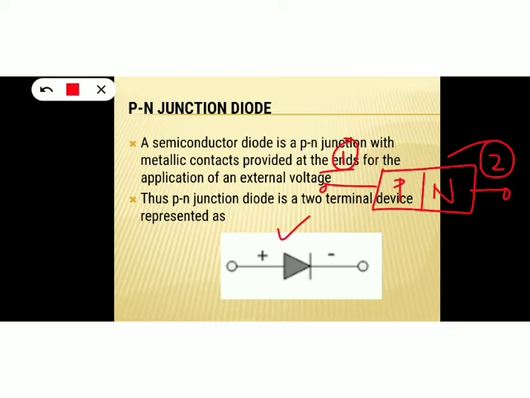This arrow mark, or this black side, indicates the positive region, and this line indicates the negative side of the diode. This arrow indicates the direction of conventional current from positive to negative. So this is the symbol for the PN junction diode.